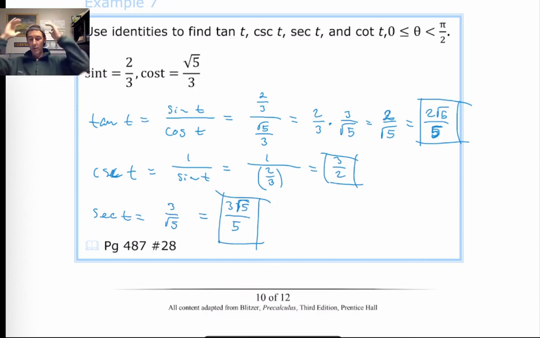And cotangent is the reciprocal of the tangent function. We already figured out what the tangent function is. Take the reciprocal of it, and you're there. Don't take the reciprocal of this, though. Take the reciprocal of this. Just go immediately to √5/2.